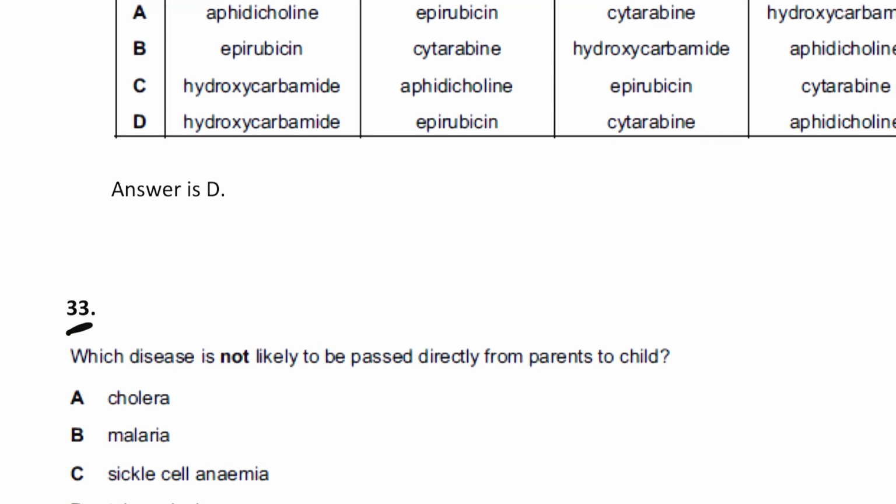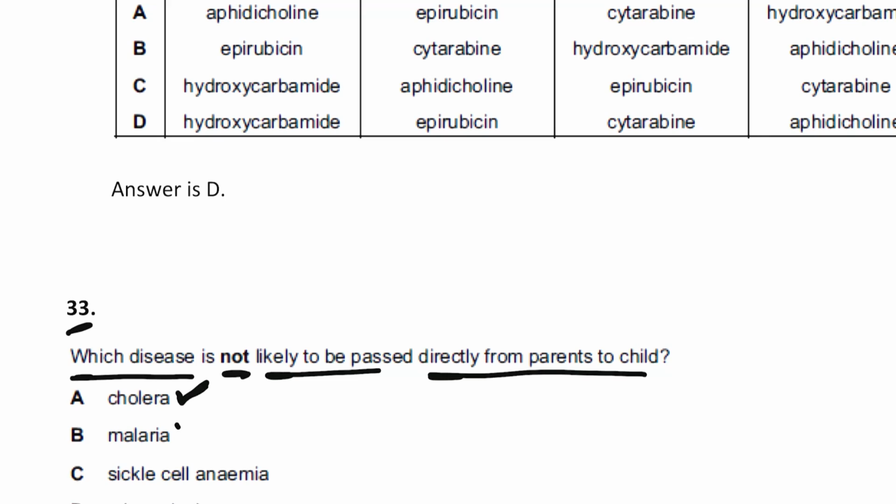Which disease is not likely to be passed directly from parents to child? So guys, remember that cholera can be passed from parents to child directly. If one of the parents has cholera and does not wash hands properly and uses those hands to cook the food at home, and the child eats that food, the cholera can be transmitted. So cholera is likely to be passed from parents to children directly.